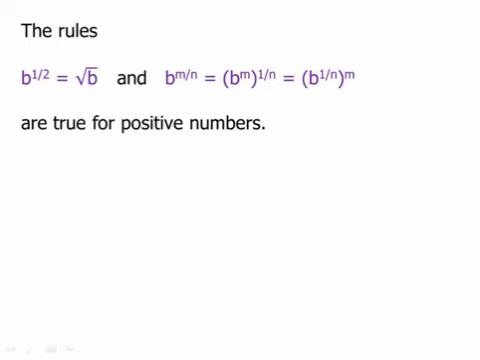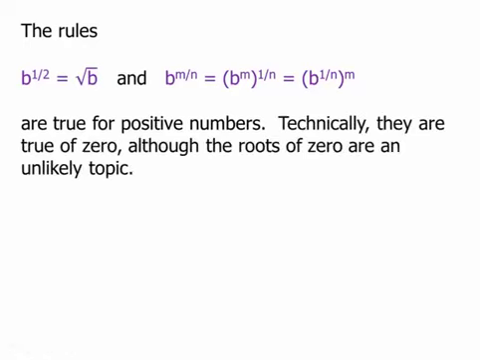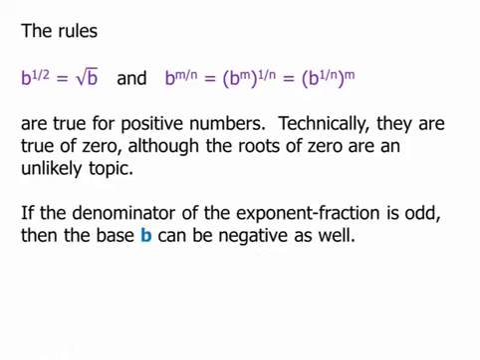So these rules that we've talked about are true for positive numbers, when b is a positive number. Technically, they are true of 0, though the roots of 0 are an unlikely topic on the test. If the denominator of the exponent fraction is odd, then the base can be negative as well. Remember that we could not take even roots of negative numbers, but we could take odd roots of negative numbers, for example, the cube root or the fifth root of a negative number.